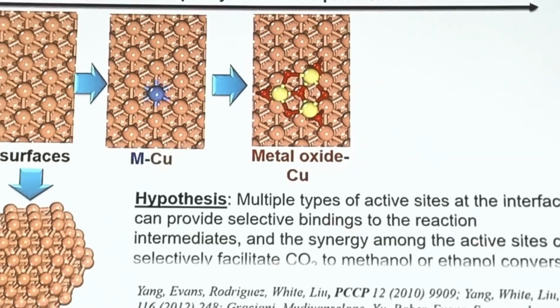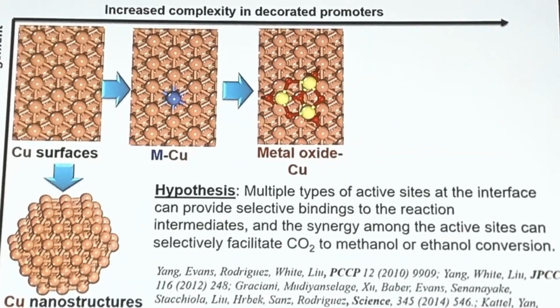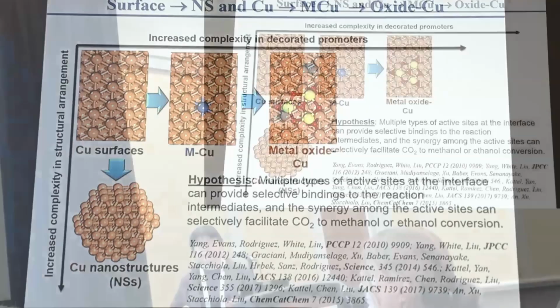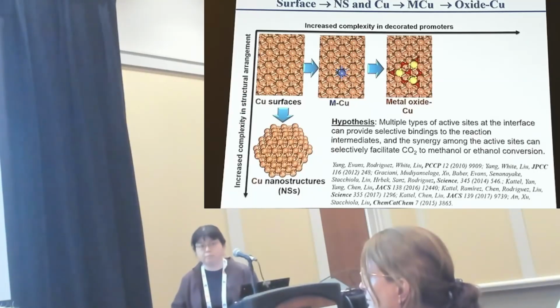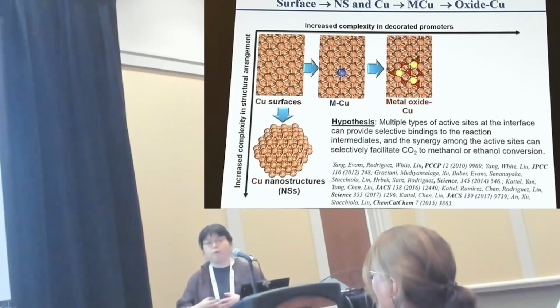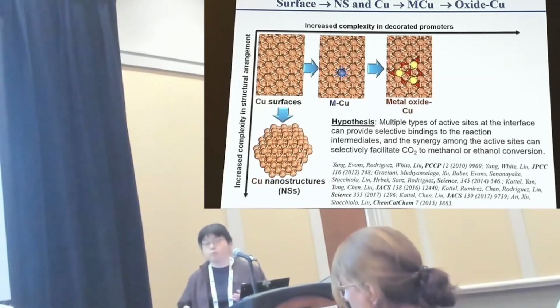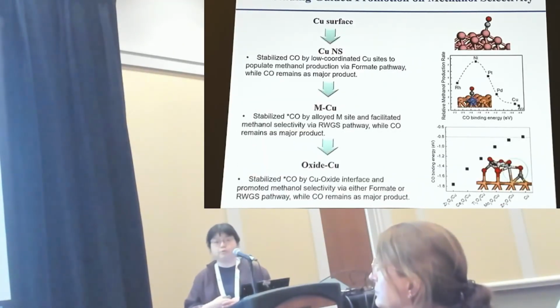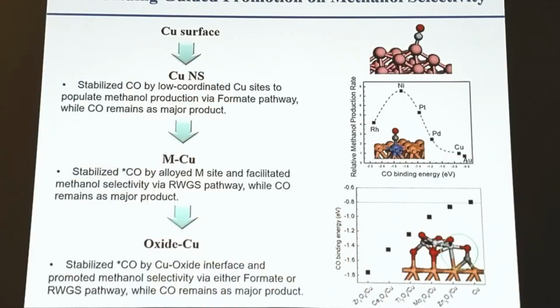So the hypothesis is really that because we can introduce different types of active sites, and these active sites can provide different or selective bindings to specific reacting intermediates, that allows big tuning angles for changing the activity and the selectivity. But whether that is the case, we have to do further DFT-based and kinetic modeling.